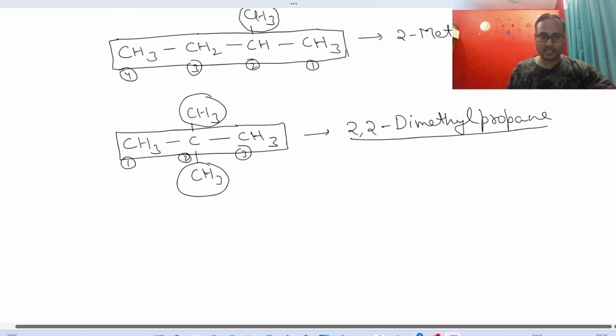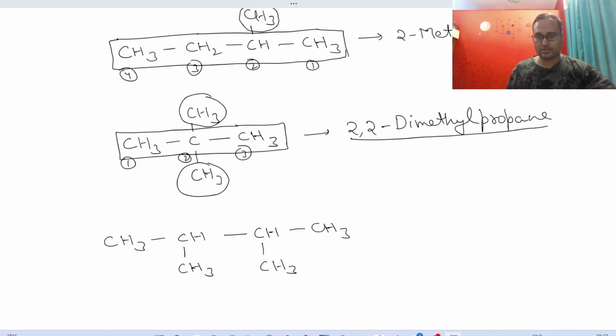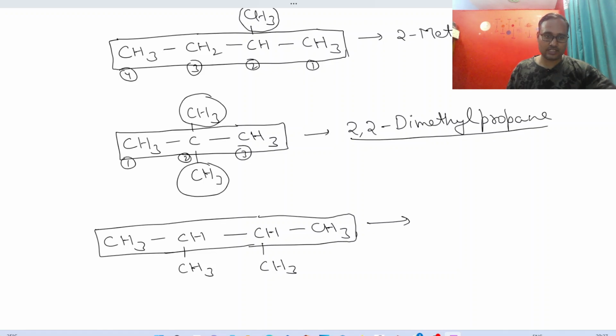Okay, now the question arises: what will happen if different substituents, or the same substituents, are present on different carbon atoms? Let us take one more example of that. Suppose this is the case we will be taking. We have to again select the longest chain. So this is the longest chain we will be taking, and in this we need to start the numbering 1, 2, 3 and 4.